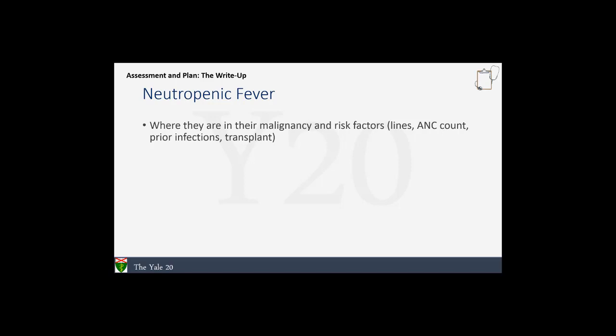So do they have any lines? Do they have a port? Do they have a Hickman? Do they have a PICC? Do they have a Foley? Comments on their ANC counts. So are they, say, 800? Are they 400? Or are they 0? History of prior infections is really important to consider. If they've had a fungal infection in the past, they're certainly going to be at higher risk. If they've had TB in the past, that's something to consider. And as I mentioned, their transplant status.